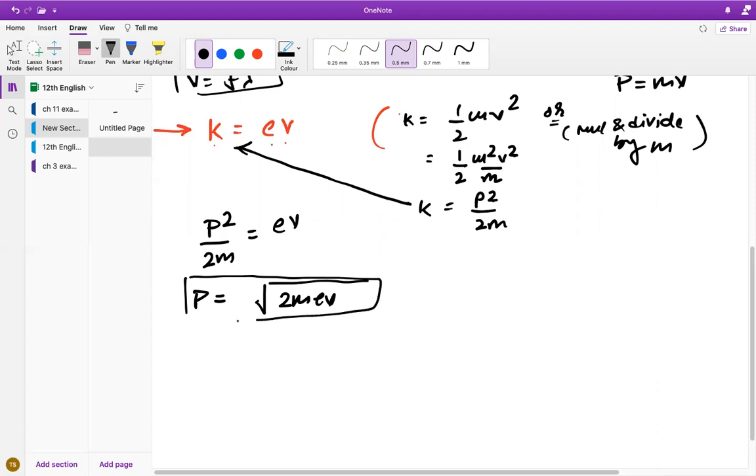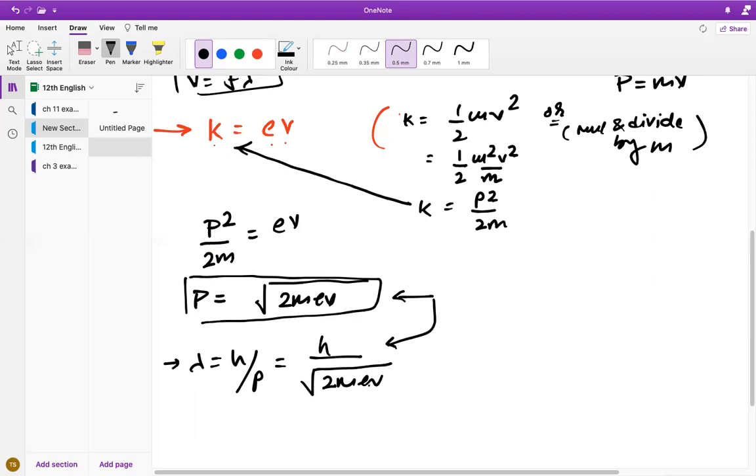Or P equals under root of twice times mEV. One more thing, lambda equals h upon P. So we have the value of P; it is under root of twice times mEV. Okay, so put that in place of P.